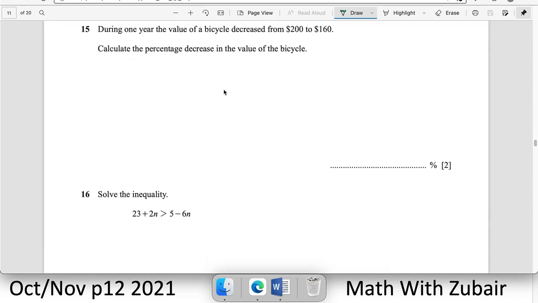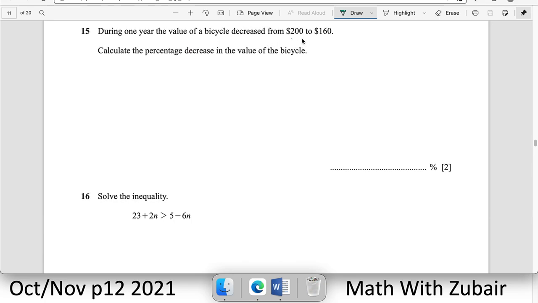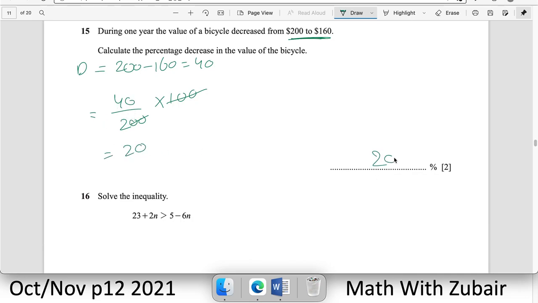Question number 15. During 1 year, the value of the bicycle decreased from 200 to 160. Calculate the percentage decrease in the value of the bicycle. So the decrease is 200 minus 160, which is 40. So the percentage decrease is the decrease divided by the original value times 100. Simplify it and you get 20. So it is a decrease of 20%.